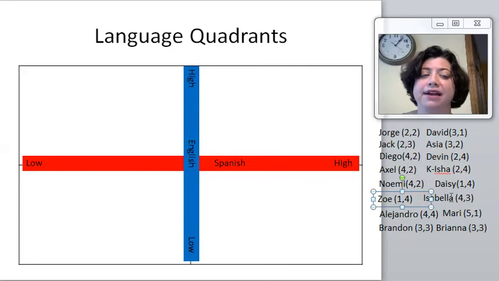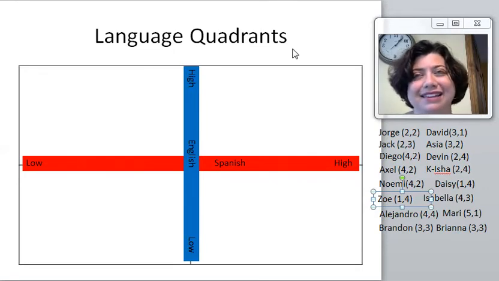Okay? I would love to hear how your language quadrants work out for you. If you have any questions, feel free, and I will answer them the best I can. I'm not an expert on using language quadrants. I've tried it before, and I like the potential it has, but you might find a better way, and I'd love to hear about it.